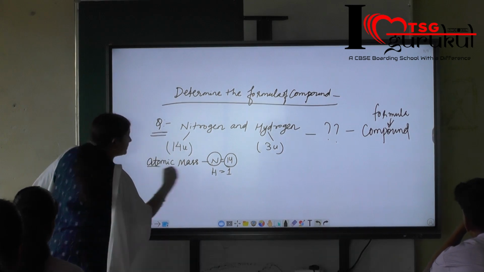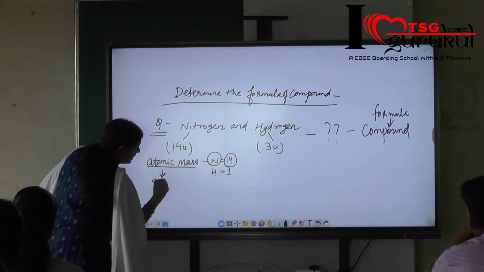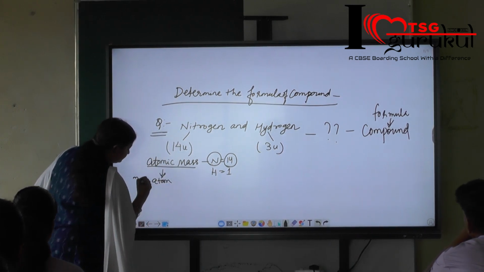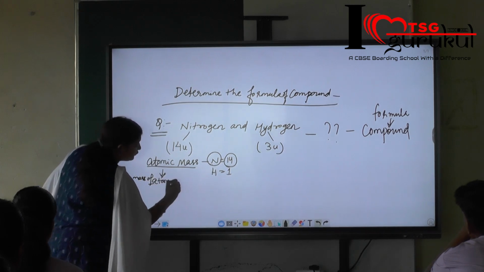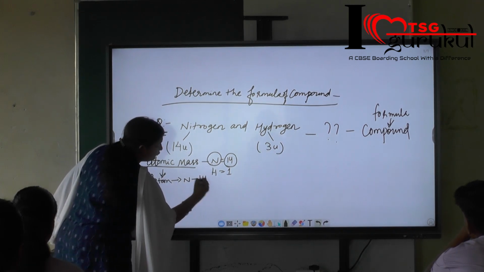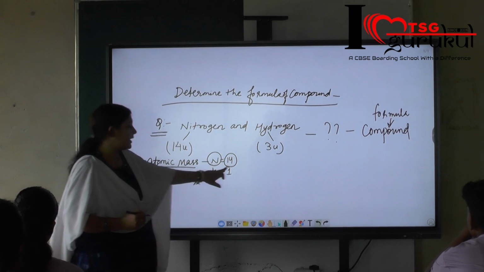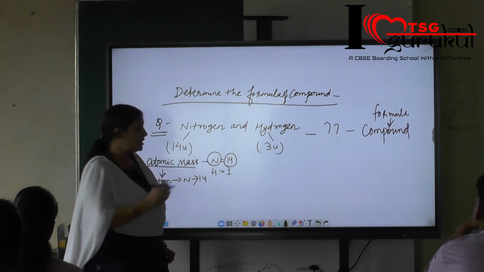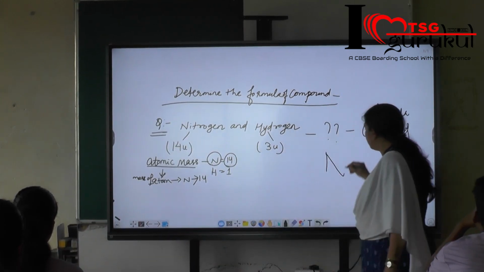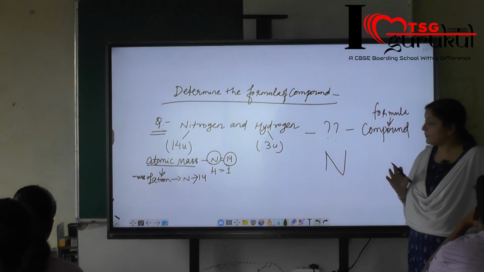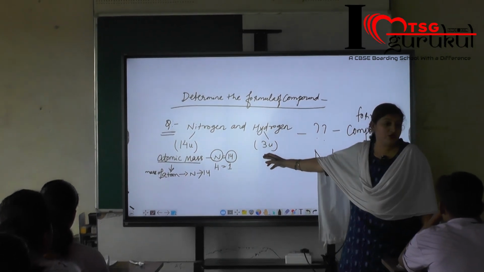1 atom. Atomic mass means what? The mass of 1 atom. So, the mass of 1 atom of nitrogen is how much? 14. So, that means 1 atom of nitrogen can exist. So, the first part of the formula we got is N. Clear? Now, next it is saying 3 units of hydrogen.